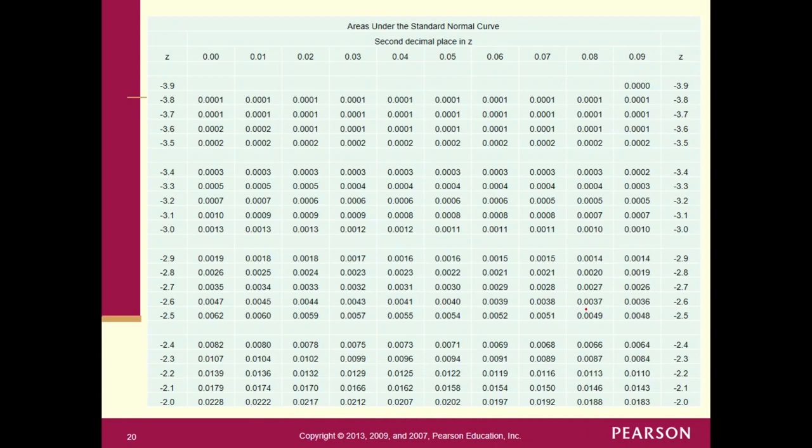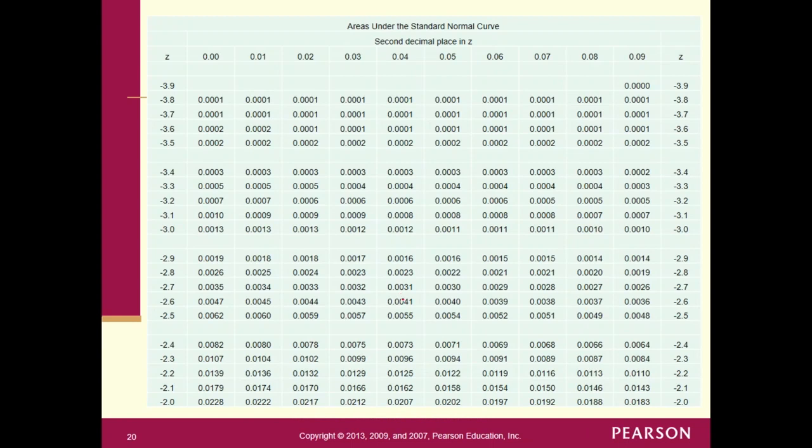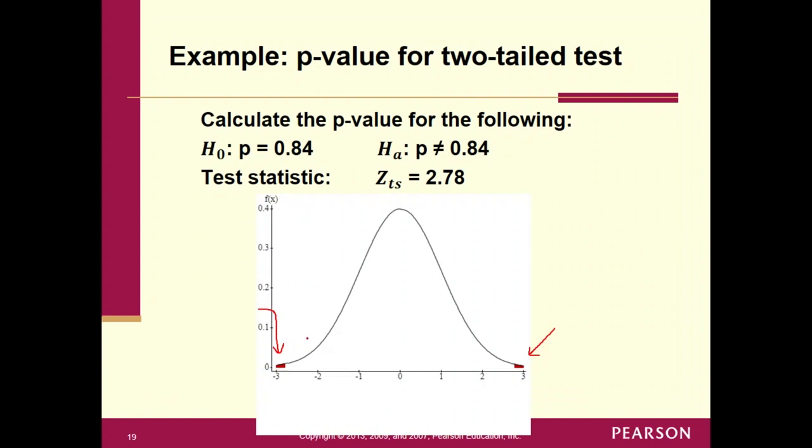So now we're going to look up a negative 2.78. Here's negative 2.7, here's 0.08. We see where that comes together. I got 0.0027. So that means this area over here is 0.0027. And guess what? This area over here is also 0.0027. So what's the p-value then? Well, you would add them up or multiply by 2. I see 0.0054 for our answer.